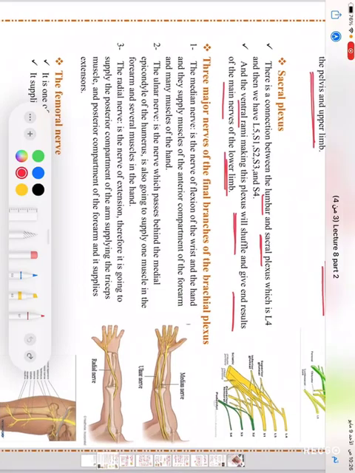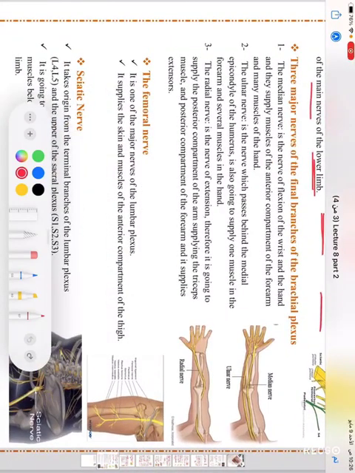Okay. We have 3 major nerves, the final branches of the brachial plexus. We said the brachial plexus is responsible for supplying the upper limbs. We have 3 major nerves. The first one is the median nerve, which is the nerve of flexion of the wrist and the hands, and they supply muscles of the anterior compartments of the forearm and many muscles of the hands.